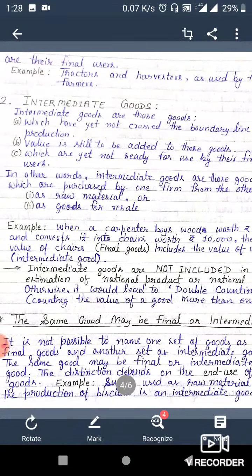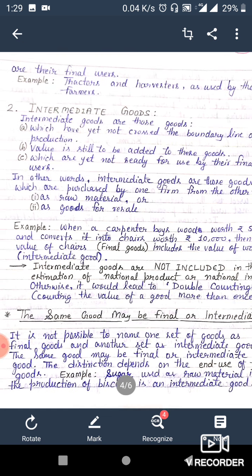A tractor is not a product which we use once only, but we can use it further also. We can use it many times as much as we want. We are using it for investment purposes. This is a type of final goods, or we can say it is a final producer good. Now come to intermediate goods.